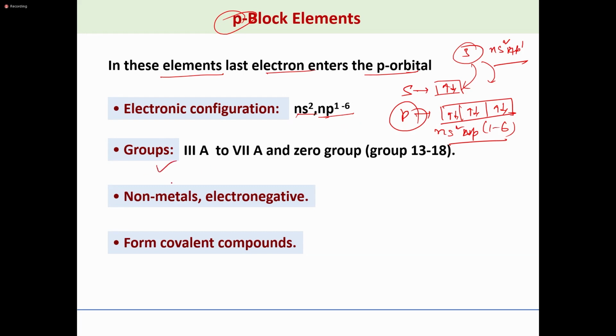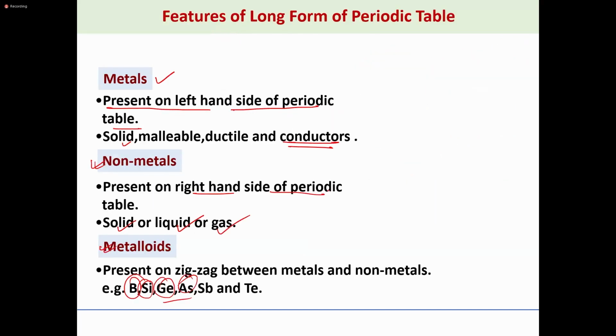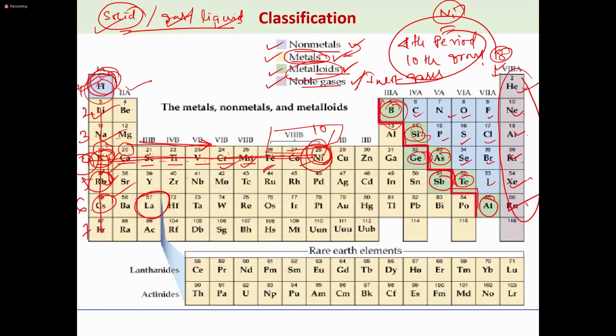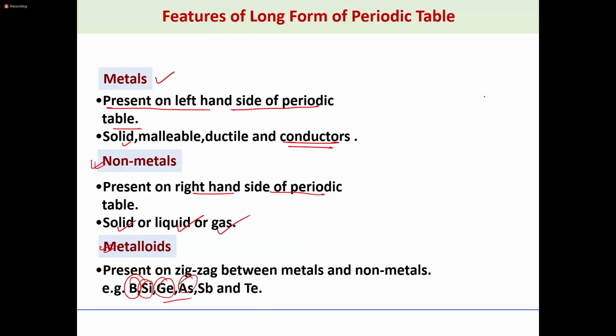And the groups, if you see the groups, 3A to 7A and the zero group elements, that means groups 13 to 18 are the p block elements. In the periodic table slide, we can see that this is the p block element.